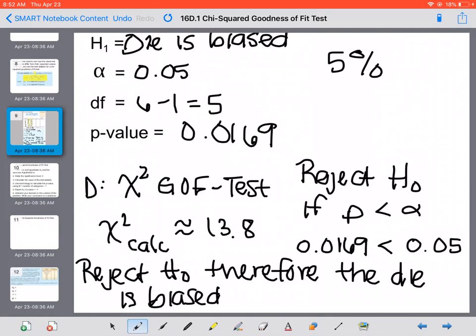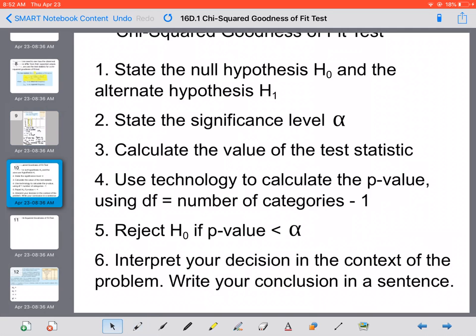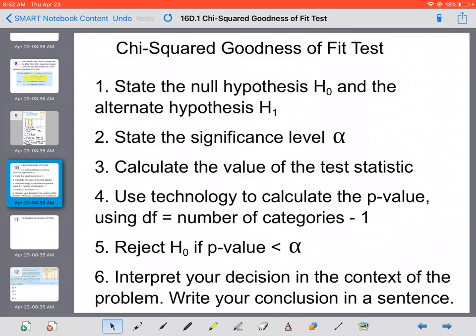Okay, so let's think about all of the stuff that we just did, because I just showed you a lot of things. Let's just walk through these steps. So technically, step 1, you're going to state your null hypothesis and your alternate hypothesis. So tell me what the H sub 0 and the H sub 1 is. And then you're going to identify the significance level, which again will be given to you. And then you're going to calculate the value of the test statistic.